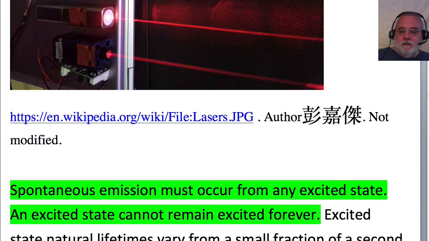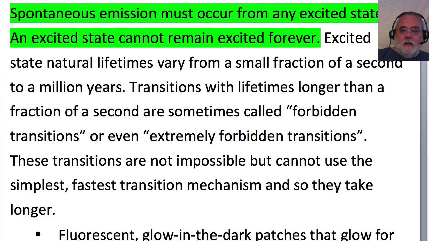Now, spontaneous emission must occur from any excited state. An excited state cannot remain forever excited. Eventually, it must emit a photon and drop to a lower level. Excited state natural lifetimes vary from a small fraction of a second to 1,000,000 years. Transitions with lifetimes longer than a fraction of a second are sometimes called forbidden transitions or even extremely forbidden transitions. These transitions, they're not impossible, but they cannot use the simplest, fastest transition mechanism, and so they take longer.